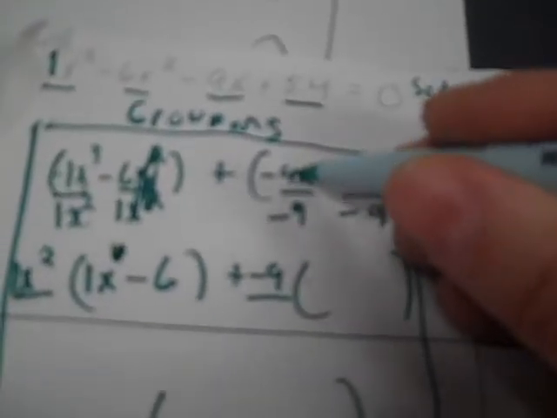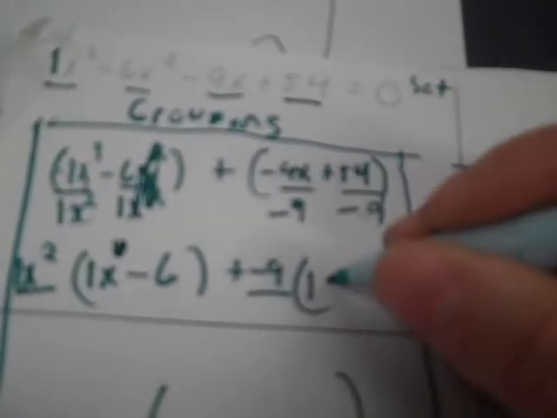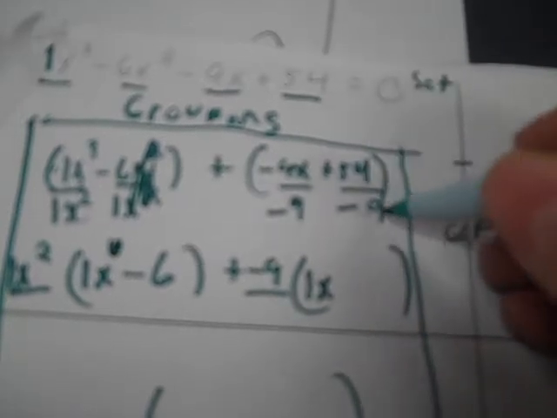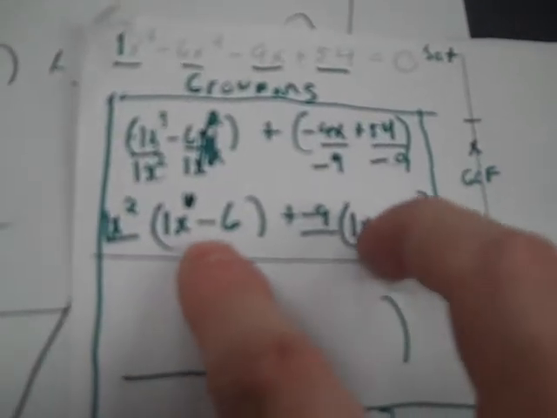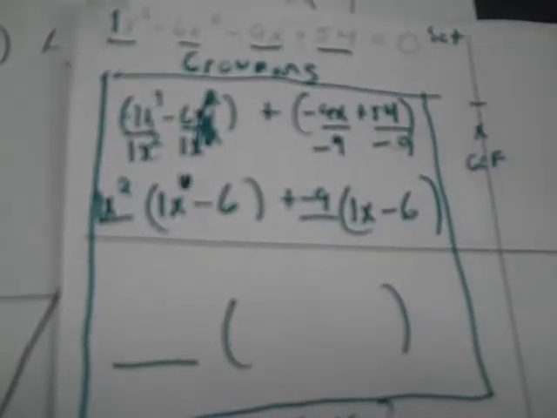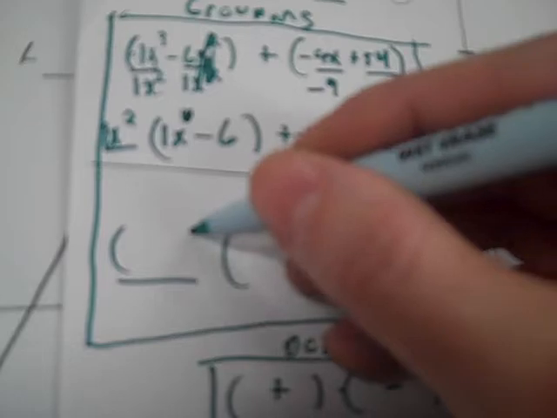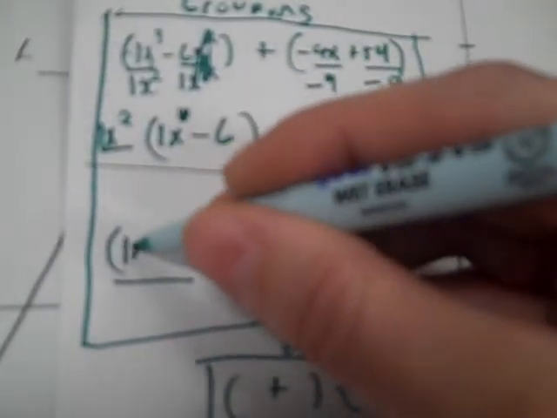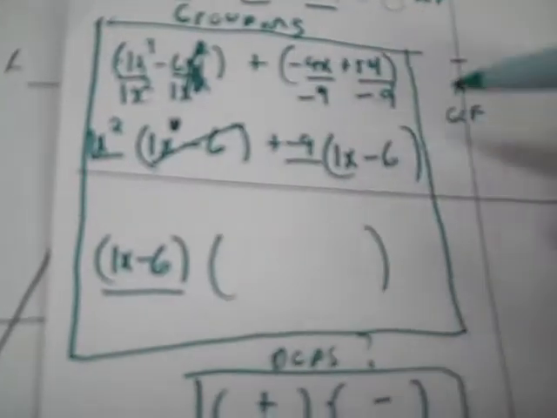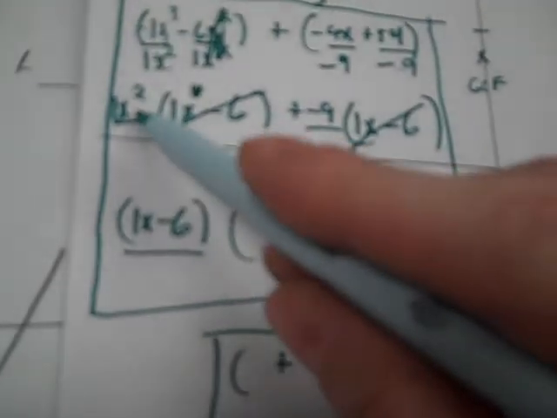Now, scribble out your first power, and then come over here. Negative 9 divided by negative 9 is 1 with x. And then 54 divided by negative 9 is negative 6. Now look at these 2 parentheses. What do you notice about them? They're exactly the same. So what we do is in this space we make a parentheses and we put 1x minus 6. Now what that allows me to do is slash these out, okay? And I have 1x to the second power, negative 9, so x squared minus 9. Don't put plus negative.